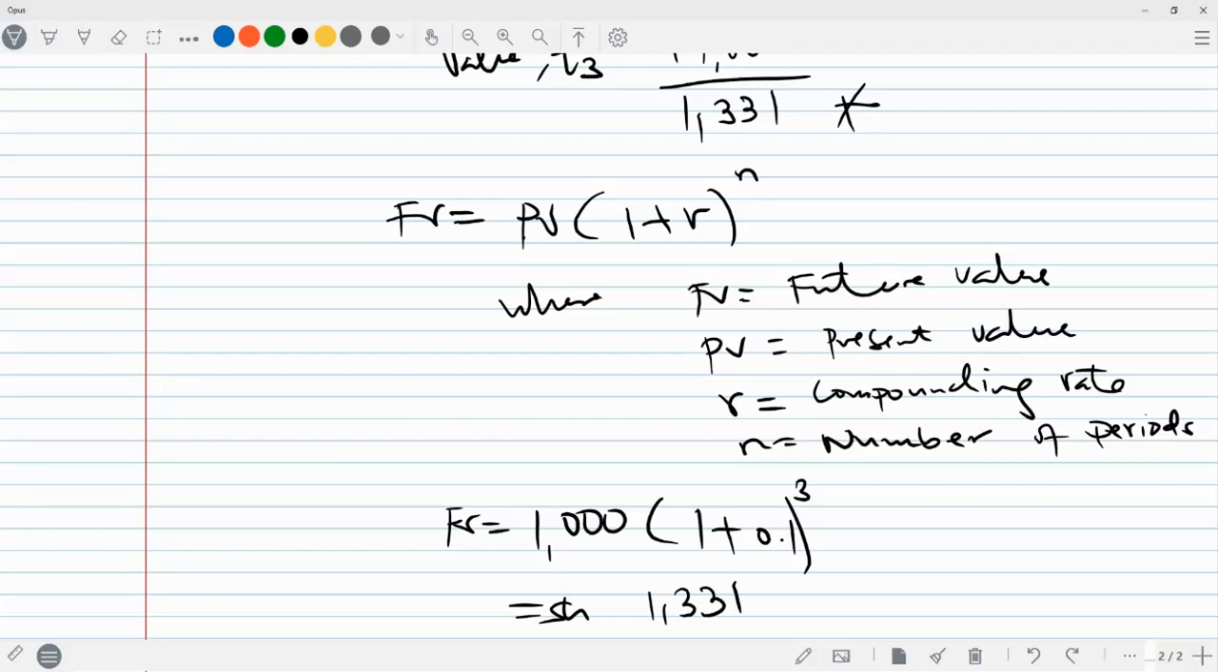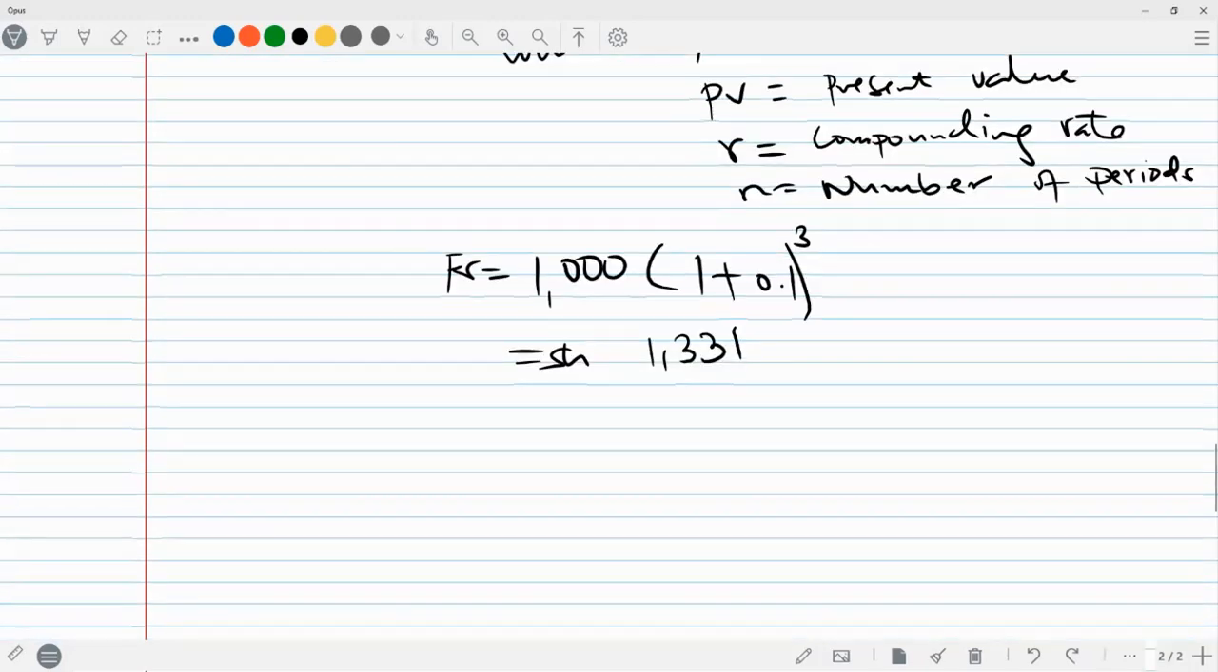Okay, so no question. Now, let's even make the question a bit tough. What if now this person decides to invest every year 1,000? So they don't just invest 1,000 and wait for 3 years, but every year, at the beginning of the year, they make the investment of 1,000. Okay, so you want to determine what will be the value of the investment at the end of year 3 if every beginning of the year they do invest 1,000. Okay, let's show that example.